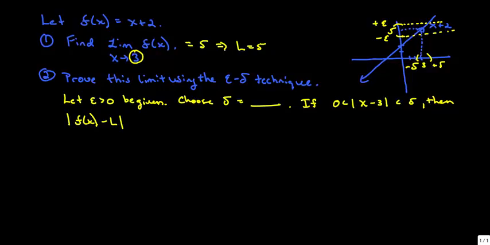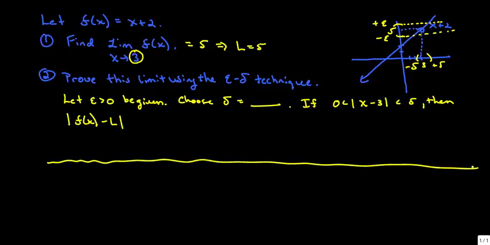That's the proof. So to finish the proof out, I do some side work. This is not part of the proof, but it will help us. So what we do is we start with this guy, the absolute value of f of x minus L. So f of x was x plus 2, minus the L value, which was 5. Let's write that a little bit better there.